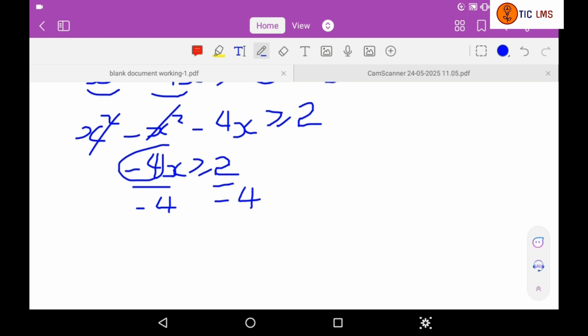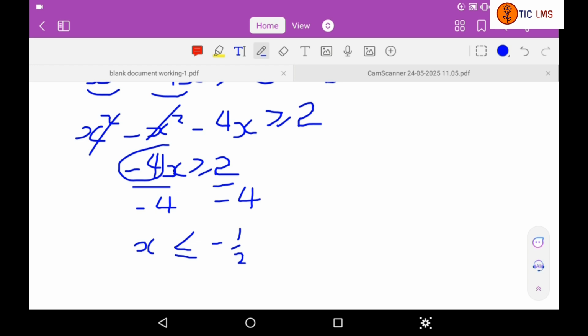Now, in the process of doing that, you're going to have x left on the left. The sign that you have in the middle is going to change from greater than or equal to become less than or equal to. And then what is 2 divided by negative 4? That gives us negative 2. Oh, no, not negative 2. That gives us negative 1 over 2. So the question now is, what are the values that are less than or equal to negative 1 over 2?